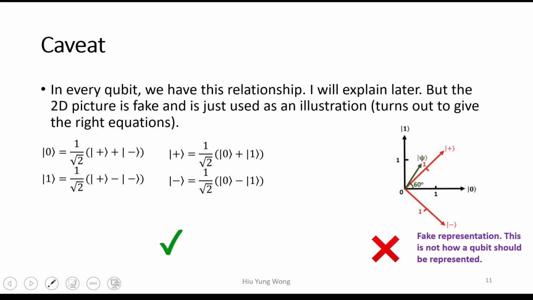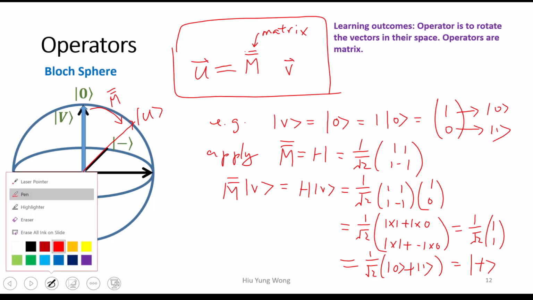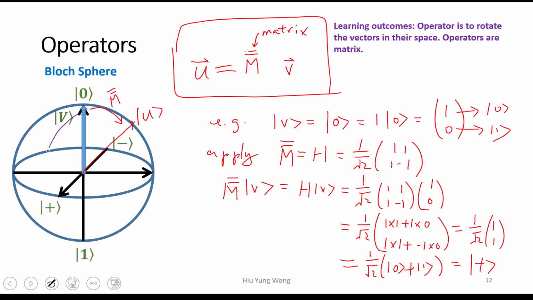Plus, right? Not for this figure, however. I just say they have the same relationship, but not for this figure. This is just equal to plus. So basically, what I have done is apply this H matrix and rotate this one to the plus state.